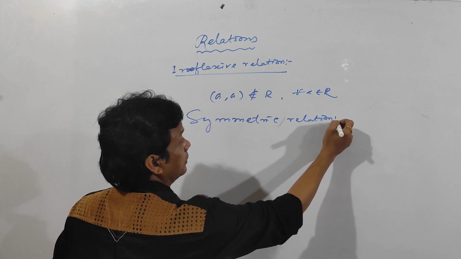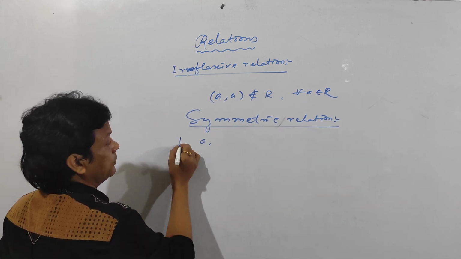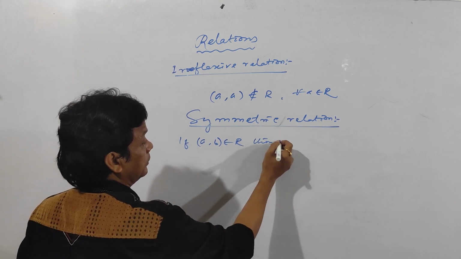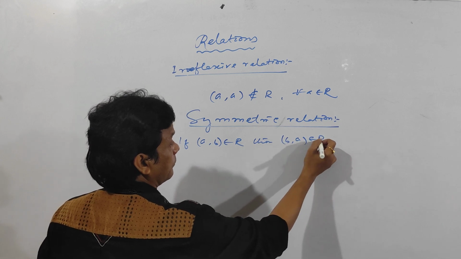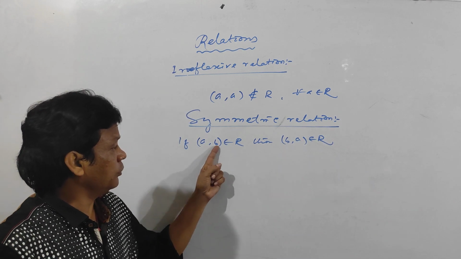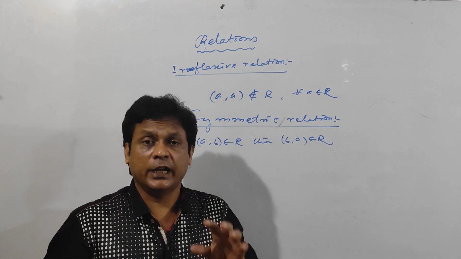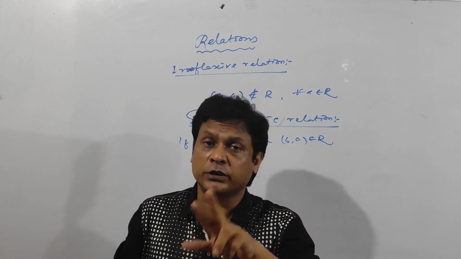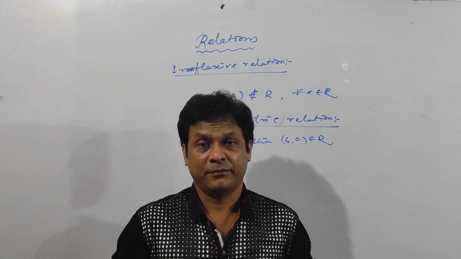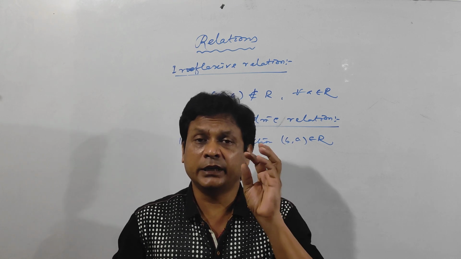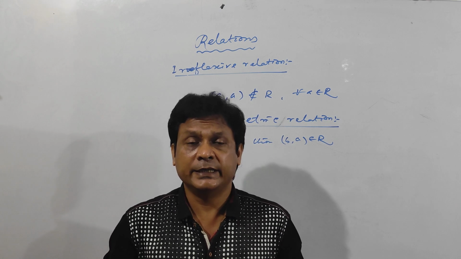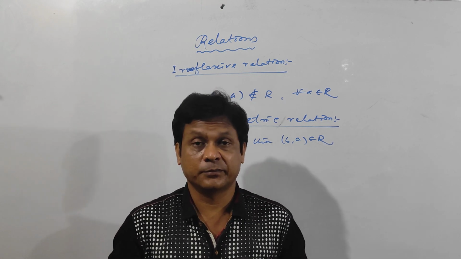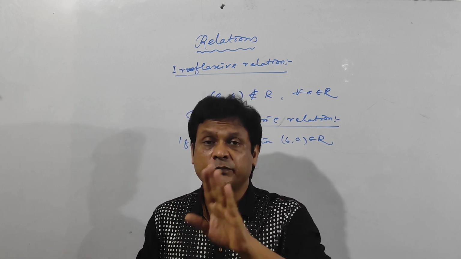Symmetric relation means if A is related to B, then B must be related to A. I am giving some human relationship examples. If A is the friend of B, then B is also the friend of A. Clear? Only the relation "friend of" is the human relationship which is symmetric. If A is the friend of B, then B is the friend of A.